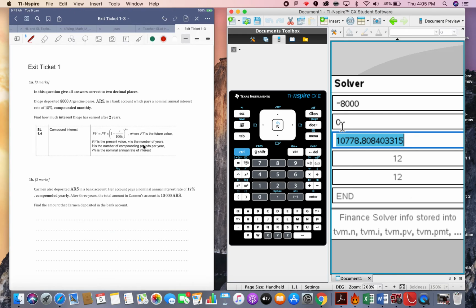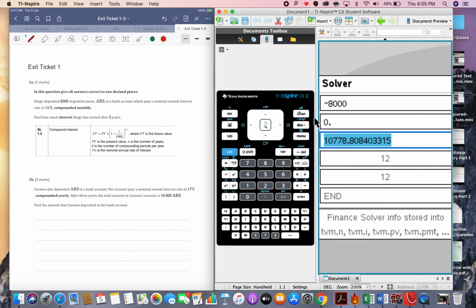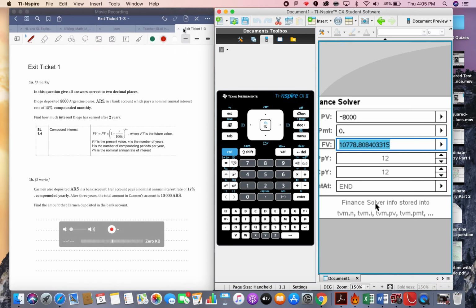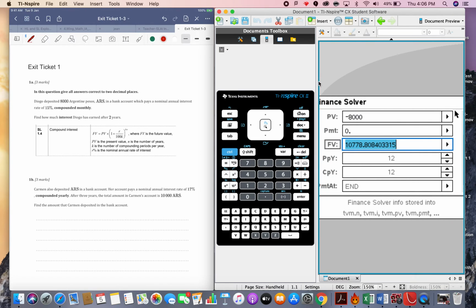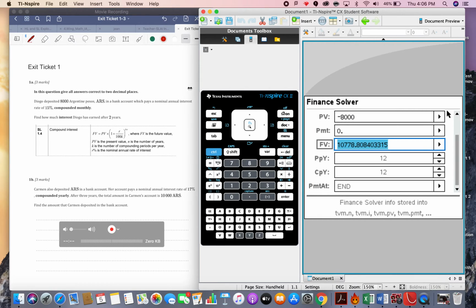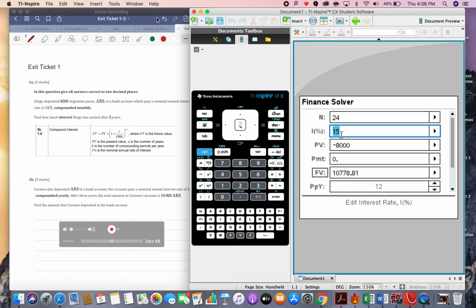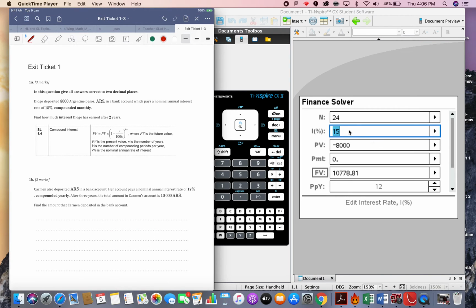Okay, so here her account pays nominal interest of 17%. Let's just get the view of the TI-Nspire a bit smaller so I can see it on the screen. There we go. Okay, so the interest here, just need to try and make this so it fits a little bit better, guys. There we go. Okay, so if I scroll up here, the interest on this second question is 17%, I believe, yep. So let's change that to 17%.